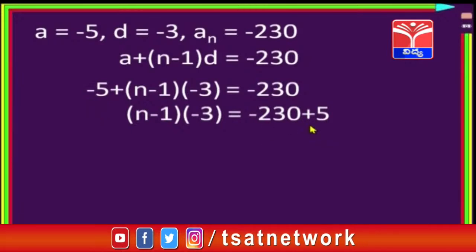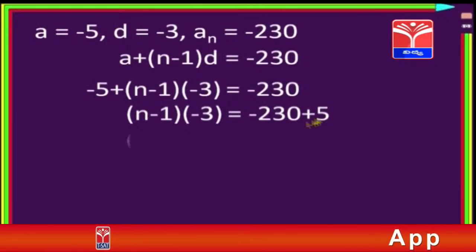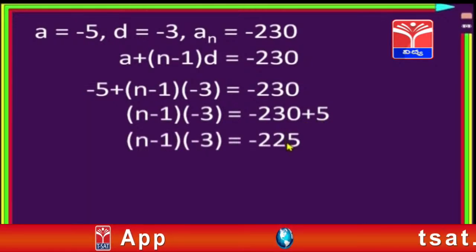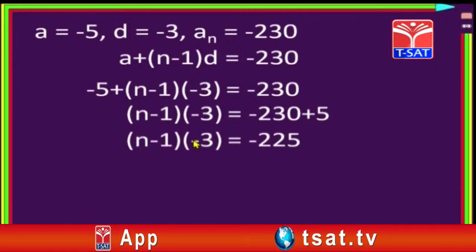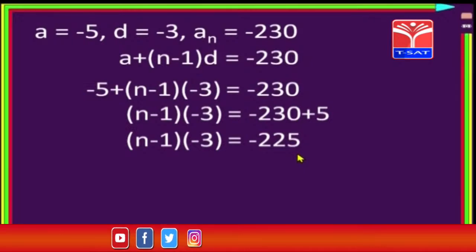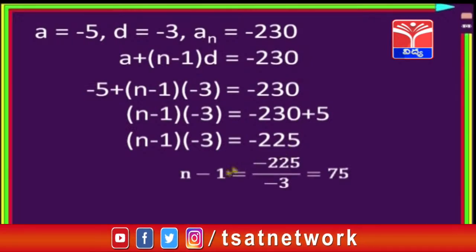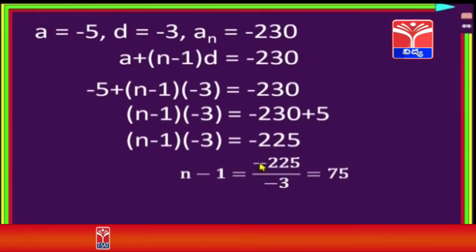−5 becomes +5, right? So what is the value of −230 + 5? That is −225. Okay. Now here −3 is multiplying (n − 1), if we bring it to the right-hand side, it divides −225. So n − 1 is equal to −225 by −3, the minus signs get cancelled. So 225 by 3: 3 7s are 21 and 3 5s are 15. So 75 is the value of n − 1.